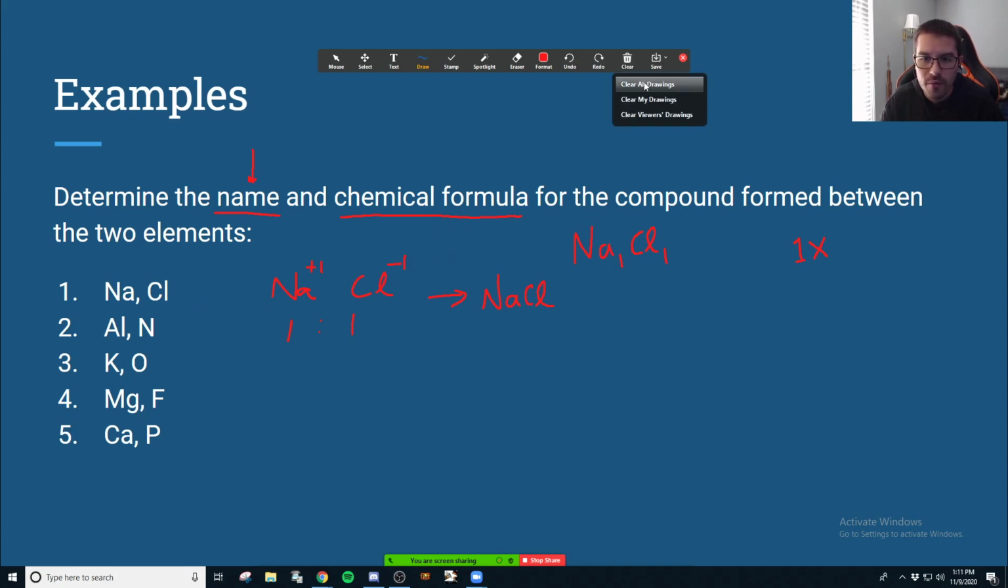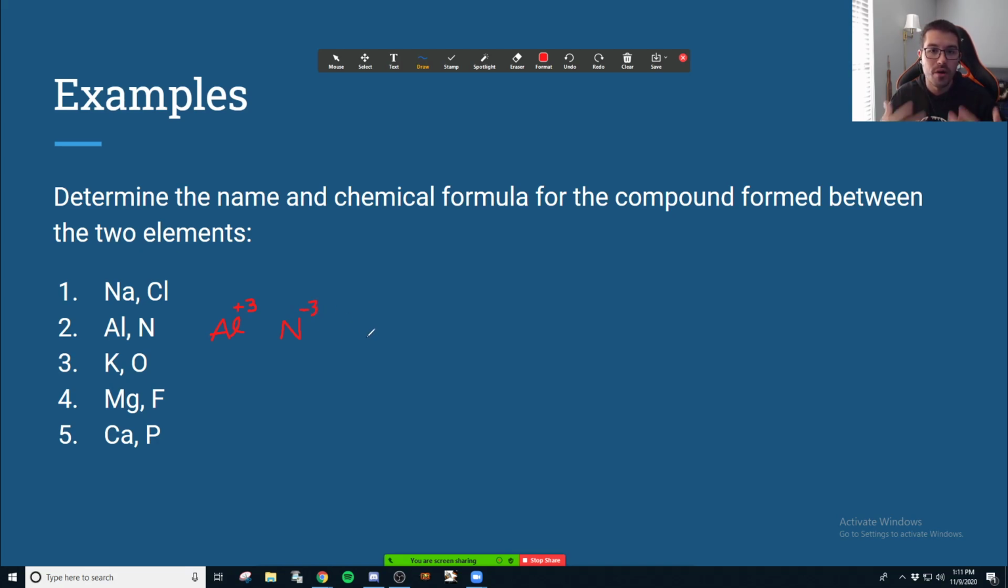So let me clear this out, and let me go on to the second example. My ingredients are aluminum and nitrogen. That's step 1. Step 2, determine the charges. Aluminum is going to have a charge of positive 3. Nitrogen is going to have a charge of negative 3. Once again, I'm getting that from the periodic table. The slide that came right before this with the big periodic table and those charges up at the top, that's where I'm getting those numbers.